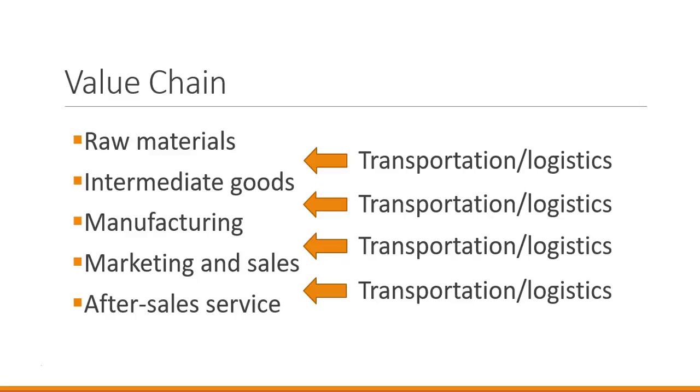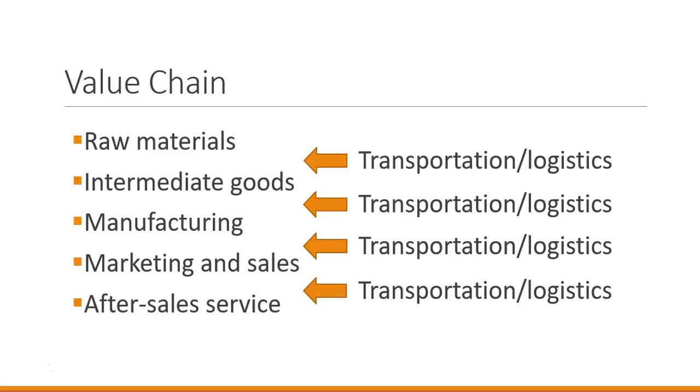Here are our components of the value chain. Raw materials are extracted and then transported to the location where they're converted into intermediate goods. Those items are transported to where they're converted into a final product through manufacturing. That final product is transported to the location of sale, and after sale there is the possibility of after-sales service. And we can see these five components of the value chain. All of them involve transportation and logistics.